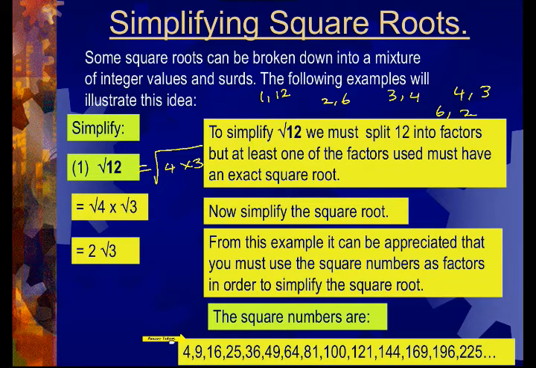2 squared is 4, 3 squared is 9, 4 squared is 16, 5 squared is 25, 6 squared is 36 and so on. So these are all the square numbers which you already know. So what you're going to do is split the factor number into 2 factors or 3 factors. One of them should be a perfect square number, or one of them should have an exact square root. Because square root of 9 is 3, an exact square root. Square root of 100 is 10, rational numbers.